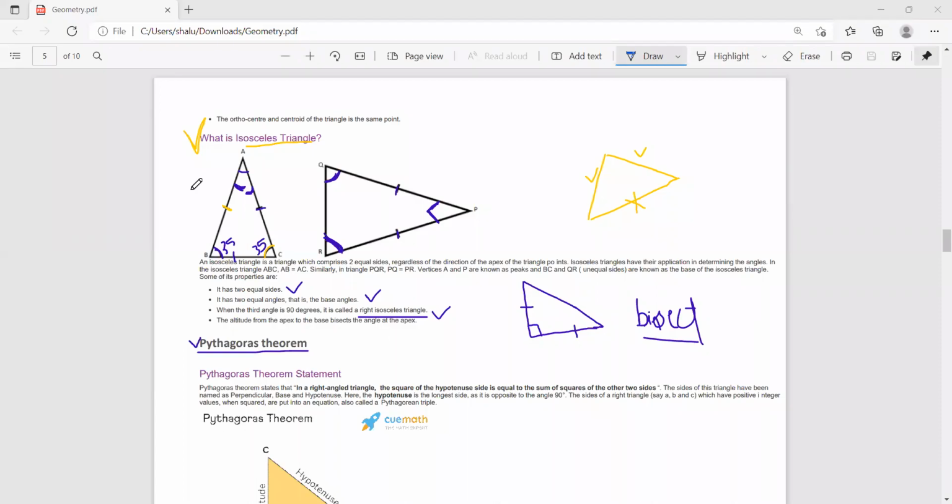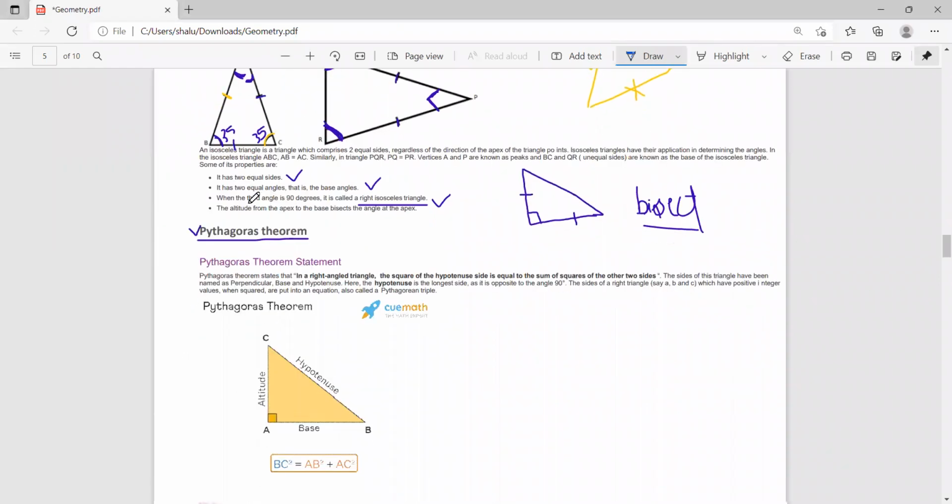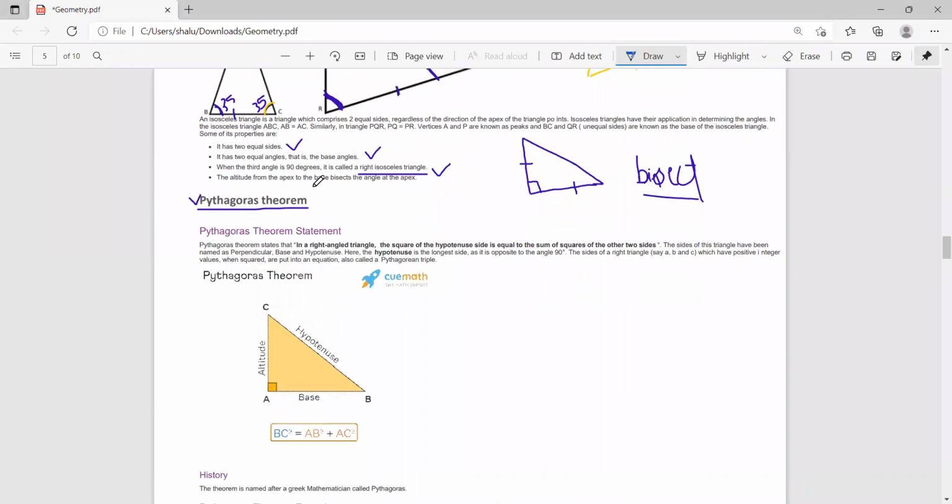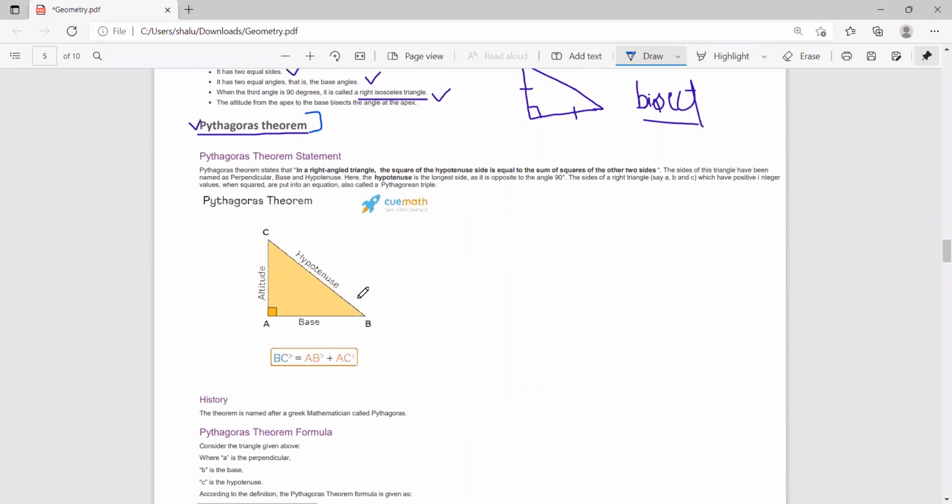So in the last class, we did up to the isosceles triangle. Now in this class, we are going to study Pythagoras theorem. Pythagoras was the name of a mathematician, and he made a theorem to get a relation between the base, altitude, and hypotenuse of a right angle triangle.